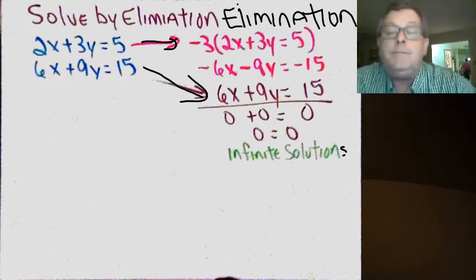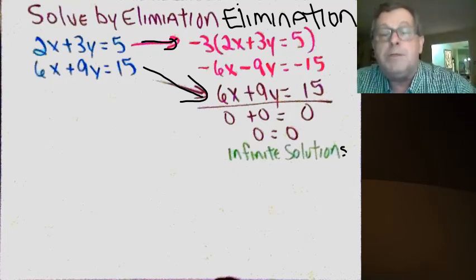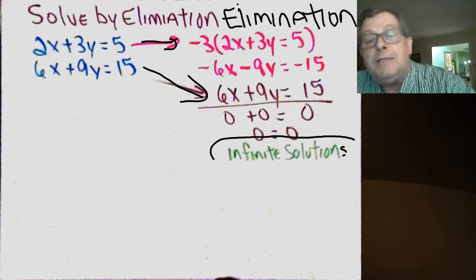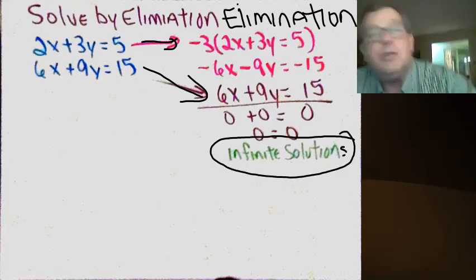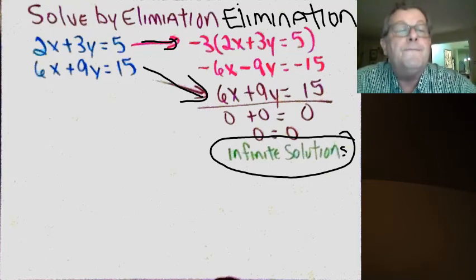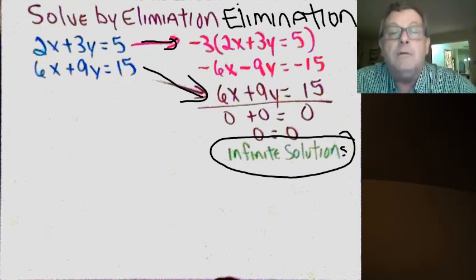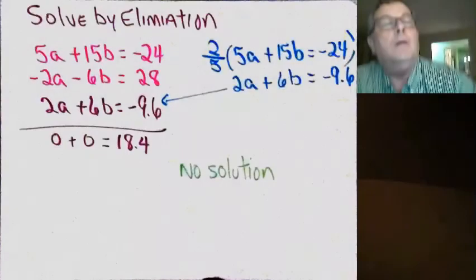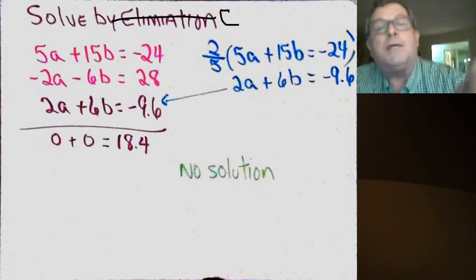Well, since 0 equals 0 is a true statement, these two equations have infinite solutions. And guess what? It's the same line. So it has infinite solutions. It means it's also consistent and dependent. Infinite solutions.